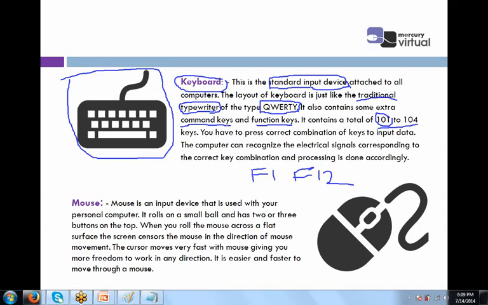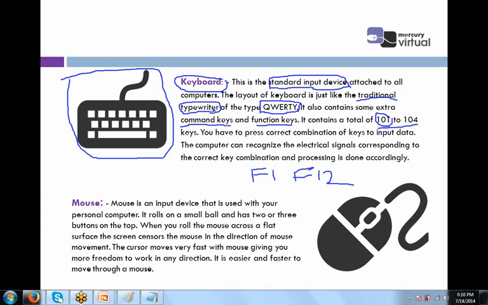And you have to press the correct combination of keys to input data. Like if I want to give characters in capital letters, then I have to press shift plus the character, and that gives the capital letter. So this line says you have to press the correct combination of keys.